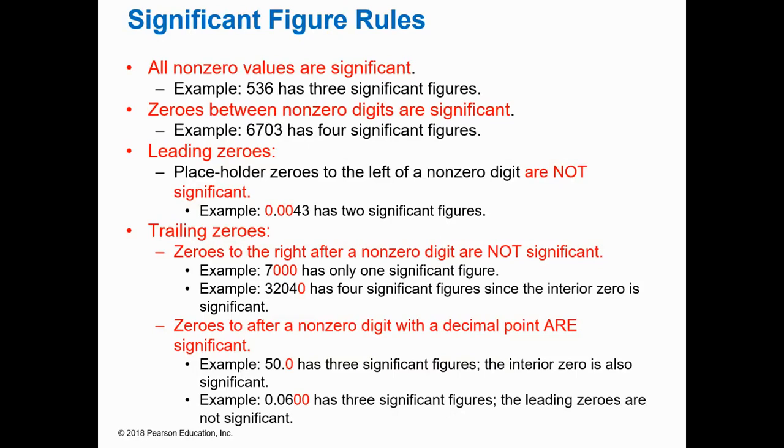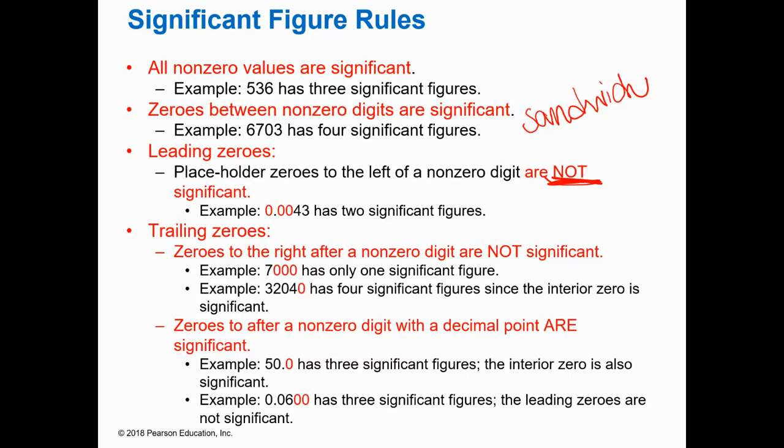Rule 2, zeros between non-zero SigFigs or digits count. I call this the sandwich rule, because these zeros are sandwiched in between other numbers. So if they are included in the sandwich rule, they do count. Leading zeros are just placeholders always, and they are never significant. Never. It doesn't matter how many zeros you have, until you get to the first non-zero number, they don't count.